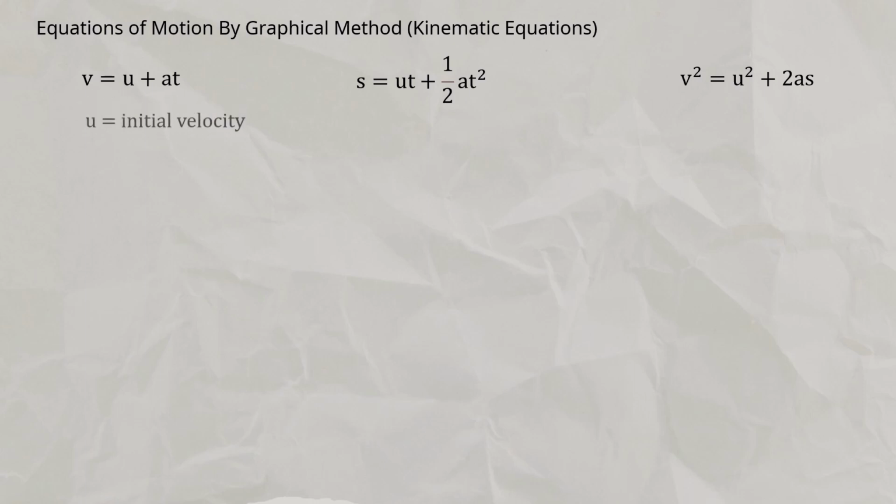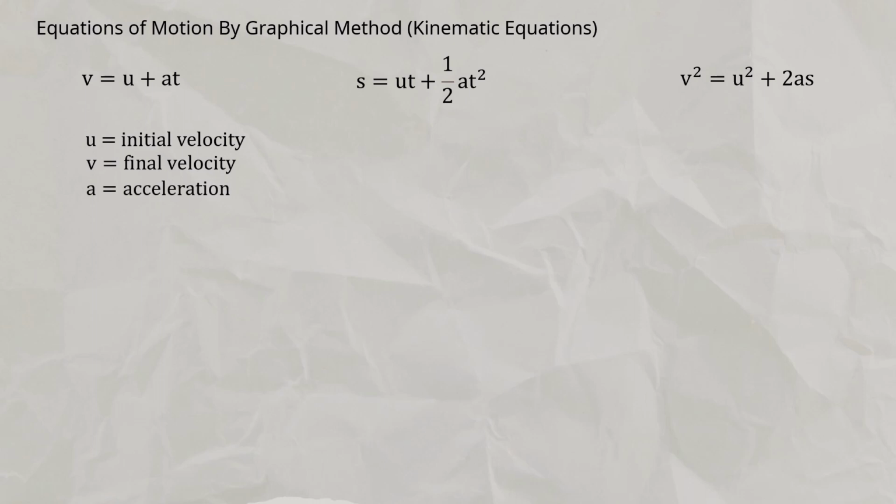Here, u means initial velocity or the starting velocity, v means final velocity, and a is equal to acceleration. t is the time taken and s is the displacement.